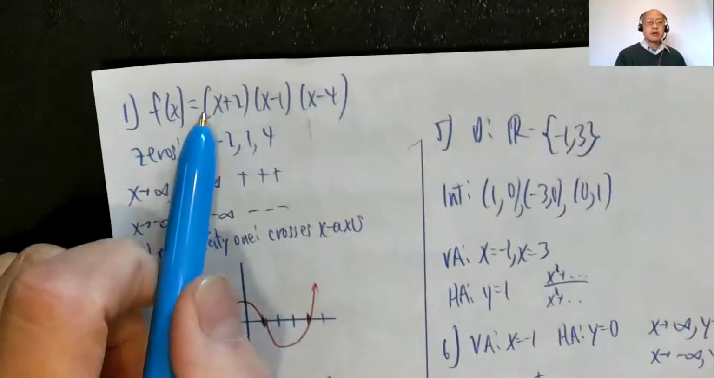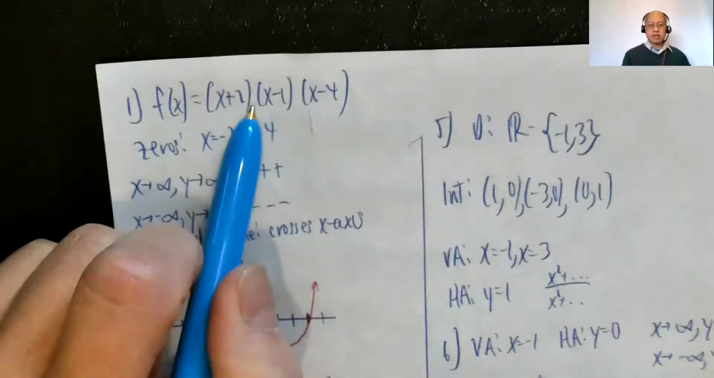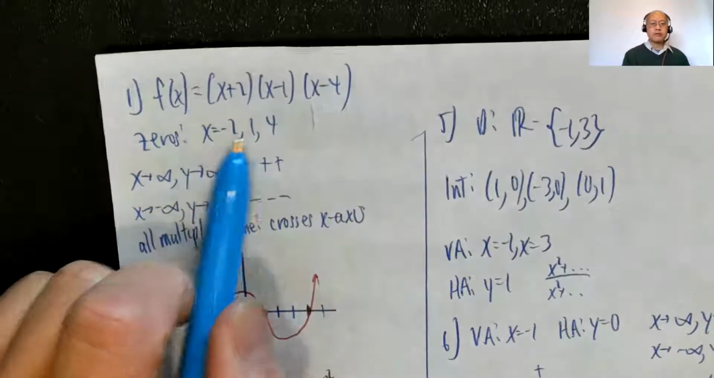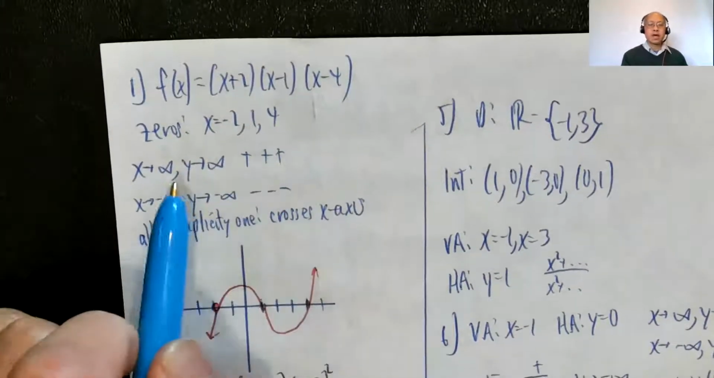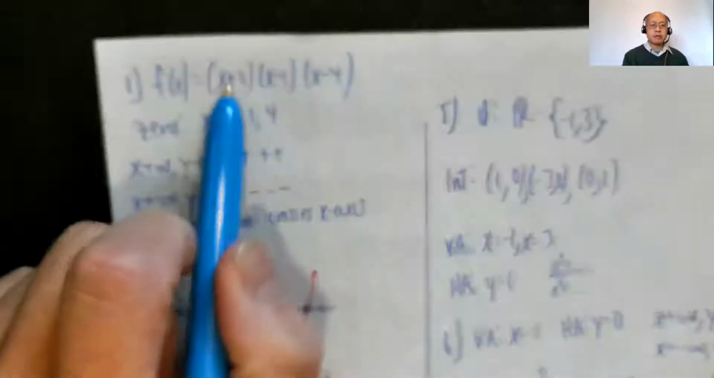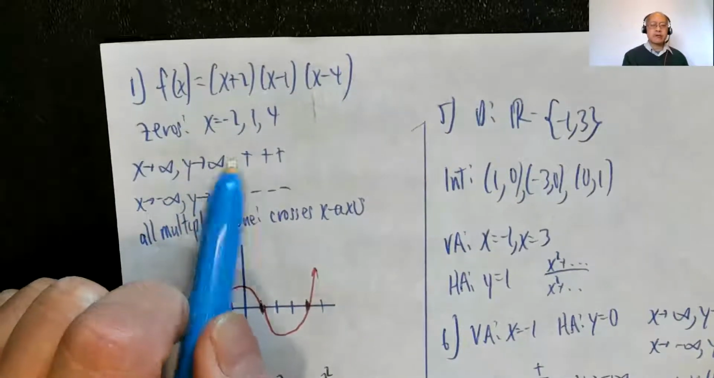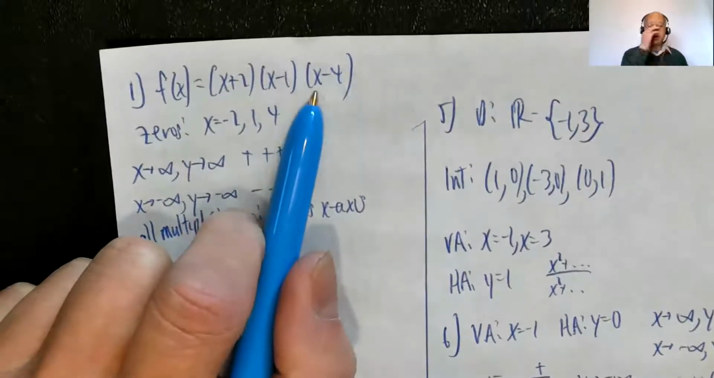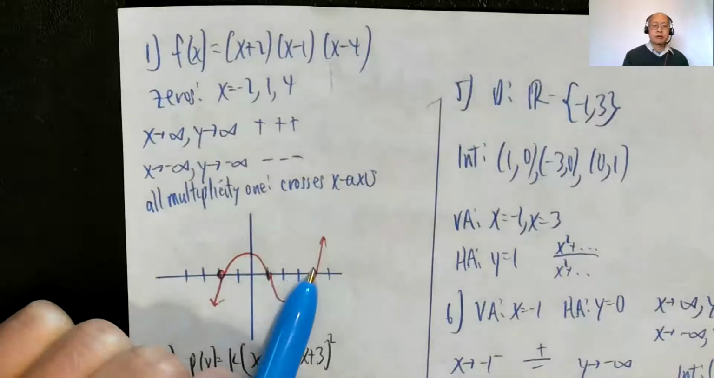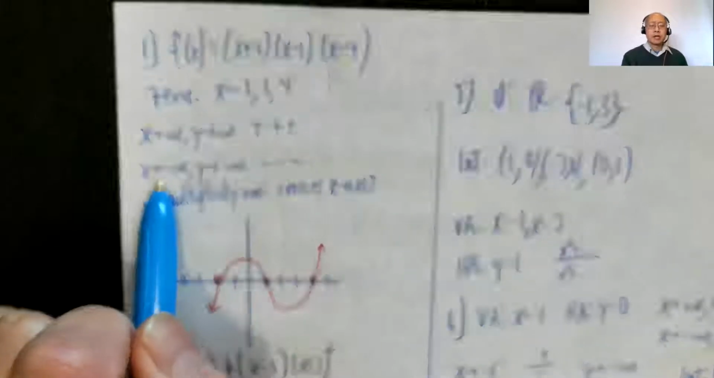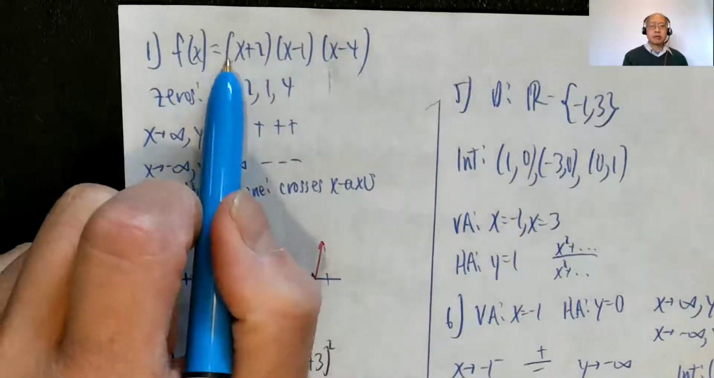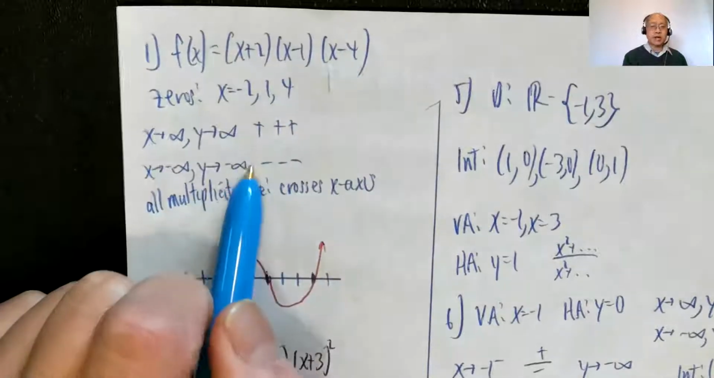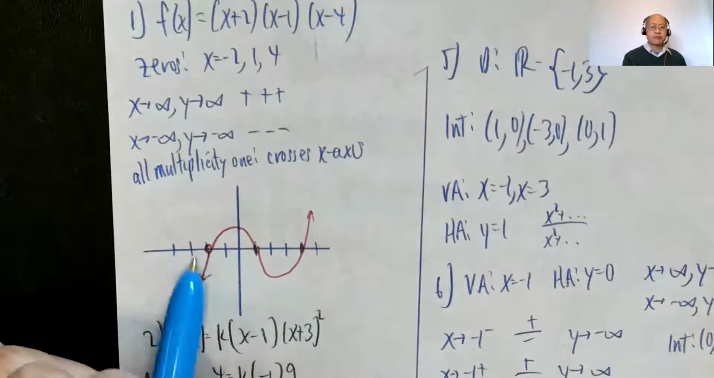Number 1, f of x is (x plus 2)(x minus 1)(x minus 4). The zeros are -2, 1, and 4. In end behavior, when x is a super big number, plug in a million, you get positive times positive times positive. Y approaches infinity. So if I go past the last zero, it goes up. As x approaches negative infinity, negative a million, negative a million, negative a million, negative times negative times negative is negative.